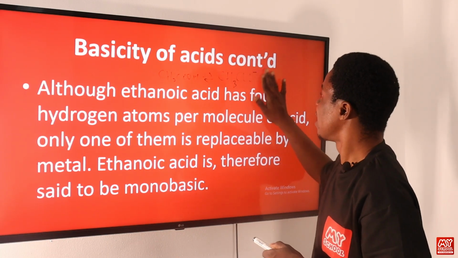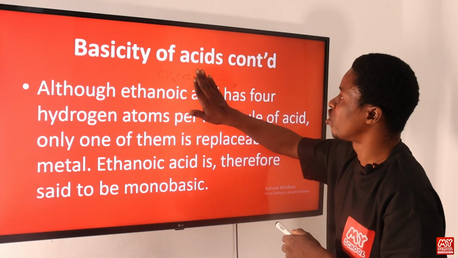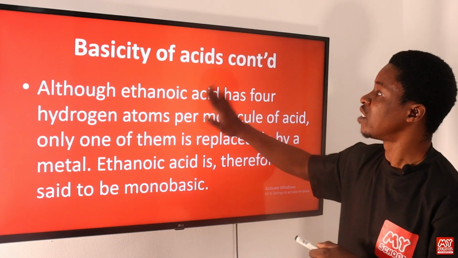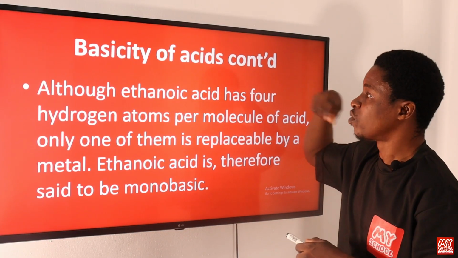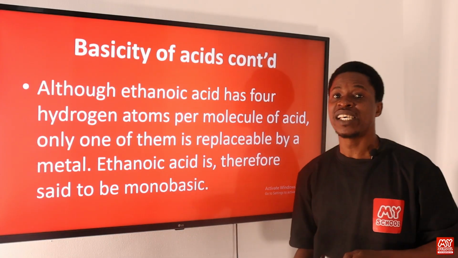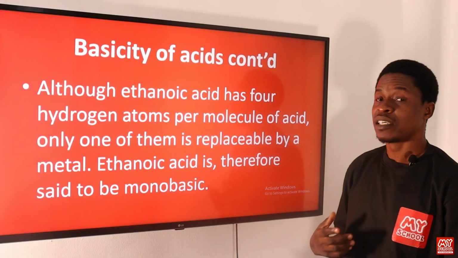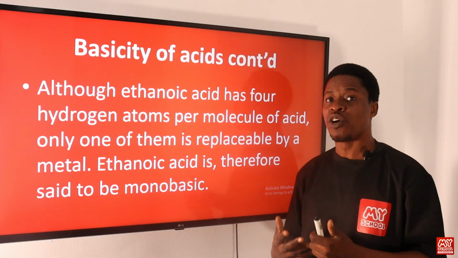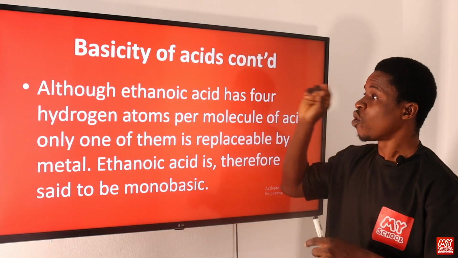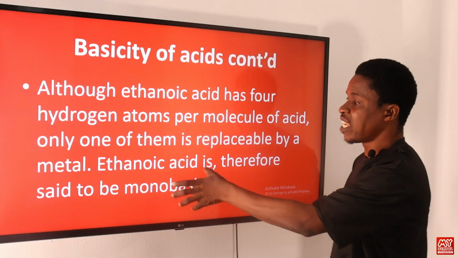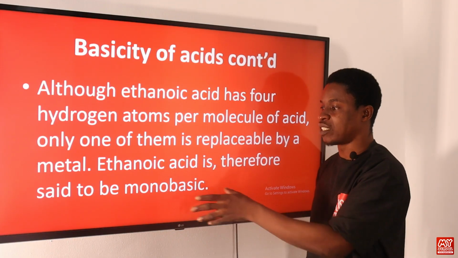So by the time you have that, 1 hydrogen is what can be dissociated, that can be removed from there. So that can be replaced by a metal when it is reacted with an alkali or a base, to form that. So only 1 hydrogen can be replaced there. So we say ethanoic acid is therefore said to be monobasic.